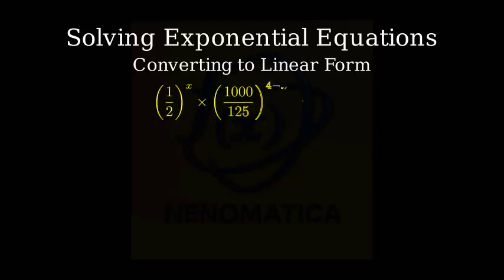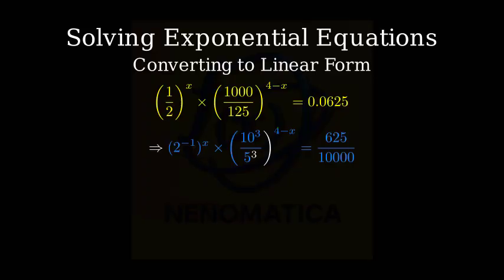We have an exponential equation that states (1/2)^x multiplied by (1000/125)^(4 minus x) equals 0.0625. Looking at our problem, we first want to simplify the second fraction. Let's rewrite 1000 over 125 as 10 cubed over 5 cubed.